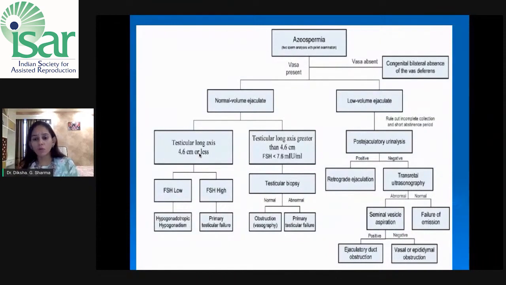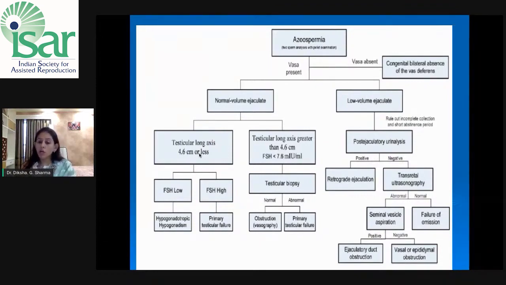Now, as we are getting more and more clues, how do we come to a differential diagnosis? When we are evaluating this male with azoospermia, the first clue will be the examination. In case the vas is absent, then a clear-cut diagnosis can be made of congenital bilateral absence of the vas deferens. This is usually a clinical diagnosis. You need not go for any further investigations to confirm. However, in case the vas is present, then we can proceed further based on whether it's a normal volume ejaculate or a low volume ejaculate.